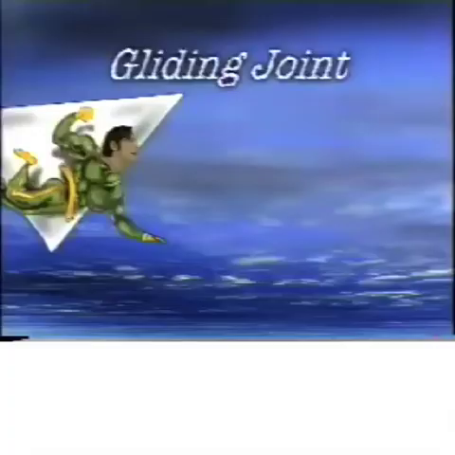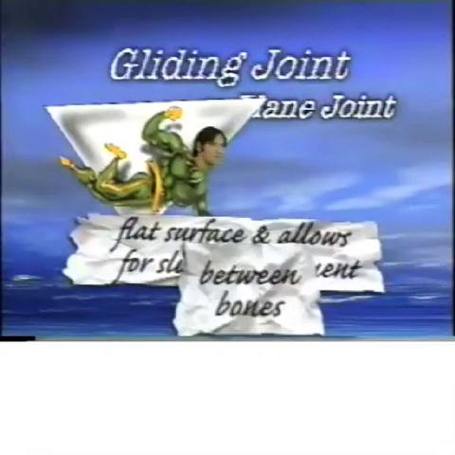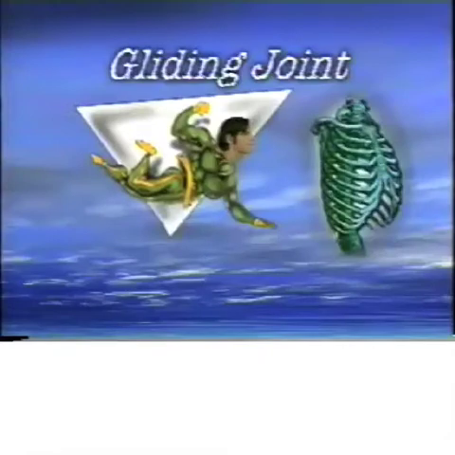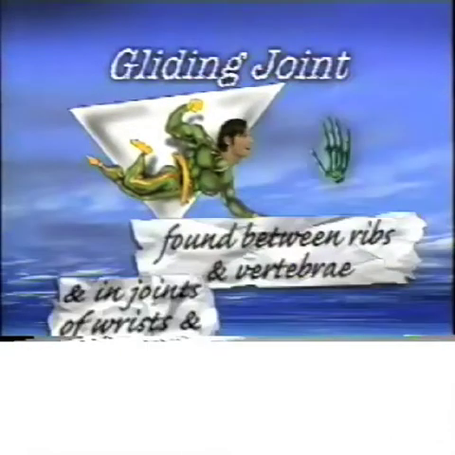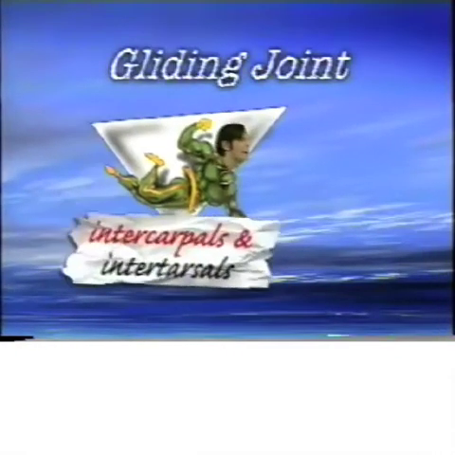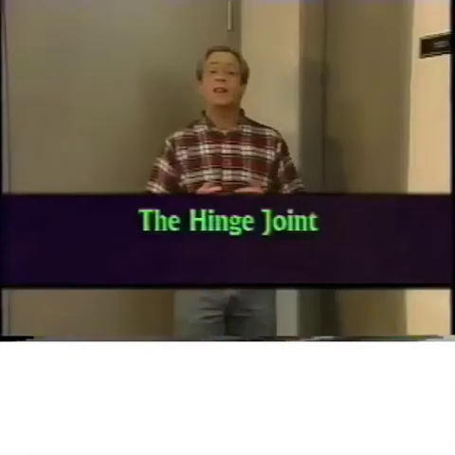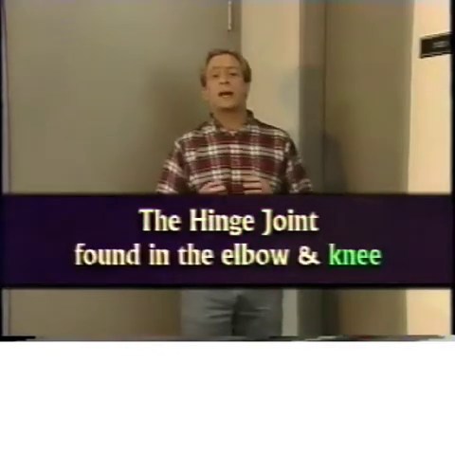The gliding or plane joint has a flat surface and allows for sliding movement in between bones. The gliding joints are found between ribs and vertebrae and in the joints of the wrists and ankles. The joints in the wrists and ankles are known as the intercarpals and intertarsals. Makes sense, doesn't it?